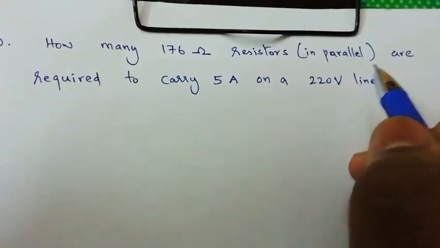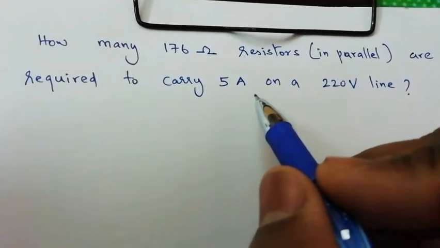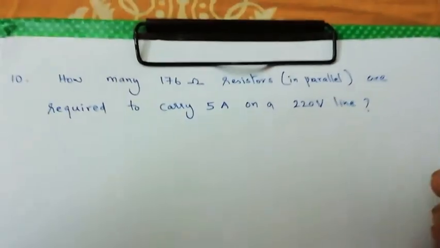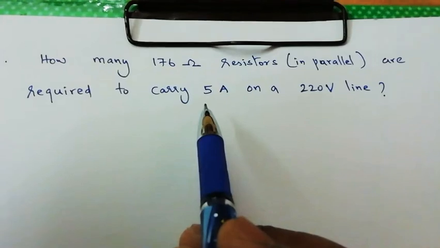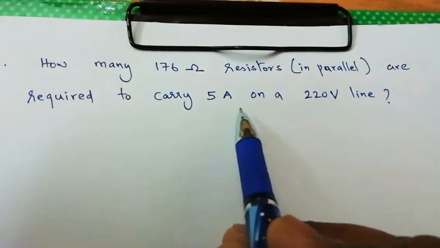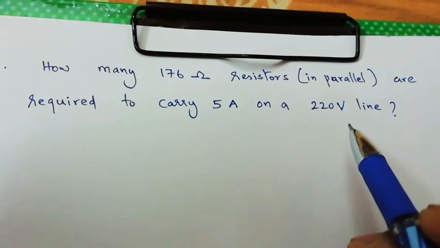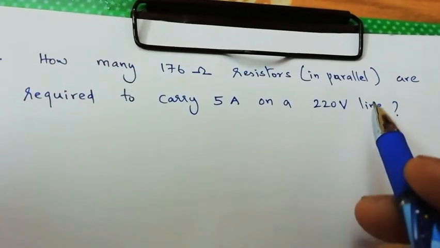So the next question given in your book is, how many 176 ohm resistors, everything must be connected in parallel, are required to carry 5 amperes on a 220 volt line. So there is a current flowing in a circuit, that is 5 amp of current, and the potential difference is 220 volt.